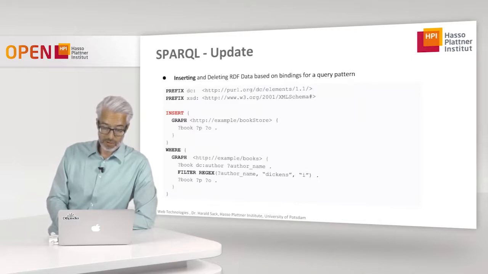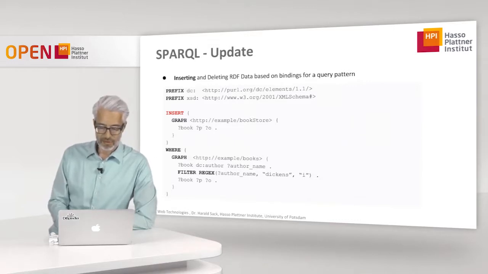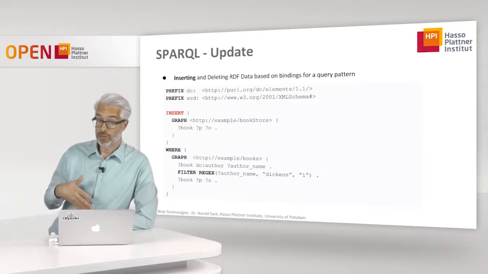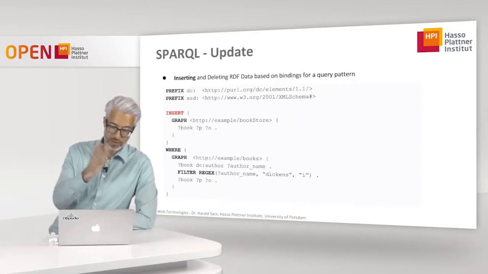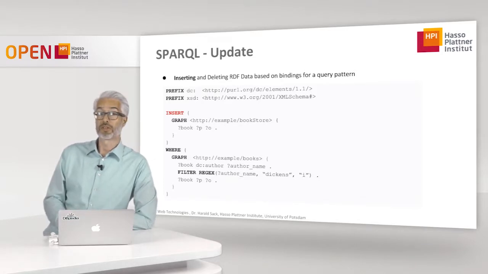So I say the variable book should have a property DC author, and then I have the author name, and I want to filter the names here with a regular expression simply with an author name Dickens. So I want to have all authors whose name contains the string Dickens, no matter whether it's in capital or lowercase letters. And then I want to extract all possible patterns or all possible triples that exist for that book. And these patterns then, consisting of the variables book, P, and O, will be inserted via the insert statement you see here. So it's quite simple.